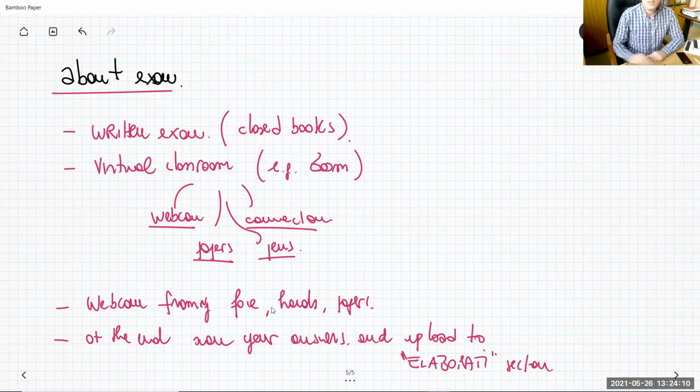Okay, is it clear? So nothing difficult, I think. It's something that can be performed in this way.